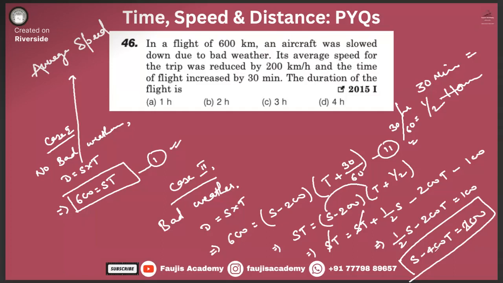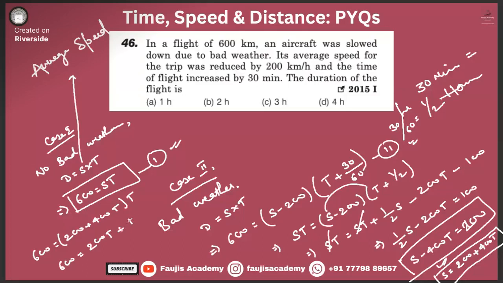Yes, sir. That means from here we can conclude S is equal to 200 plus 400T, right? Yes, sir. Now let's put in 6 is equal to S. S means 200 plus 400T into T, which will give you 600 is equal to 200T plus 400T square, right?